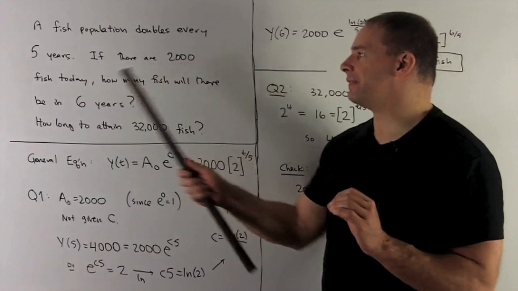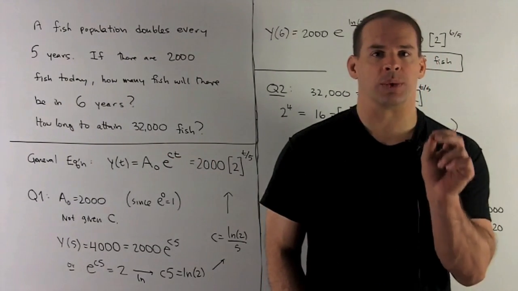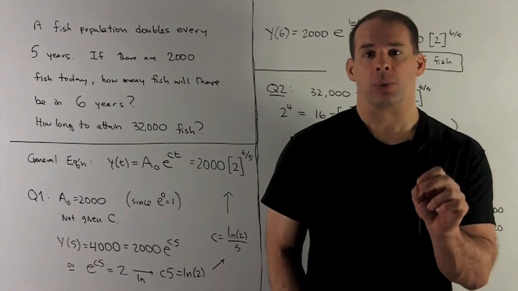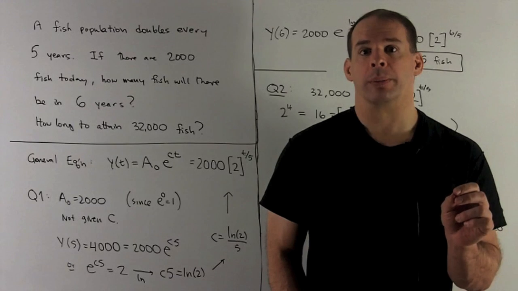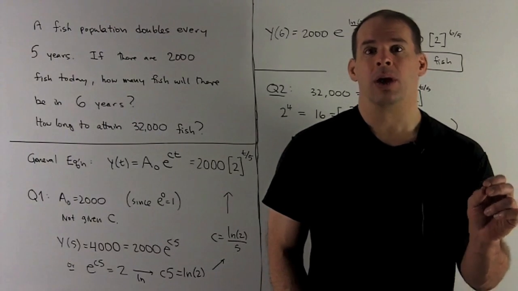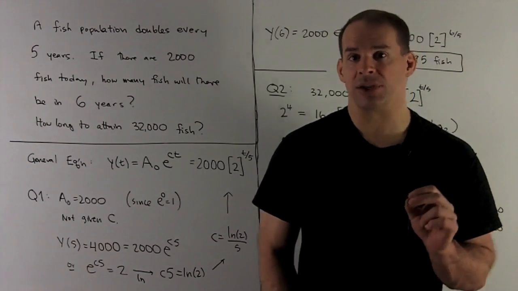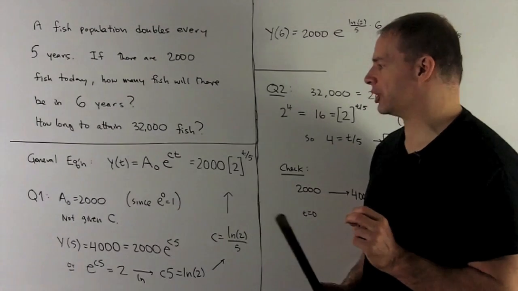If we have 2,000 fish today, what does that mean? If we call today t equal to 0, let's put that into the equation. We're going to have e to the 0, which is equal to 1, so I'm just going to be left with A0. But we also know A0 equals Y0, and Y0 by assumption is equal to 2,000. So A0 is 2,000, and I can put that in my equation.